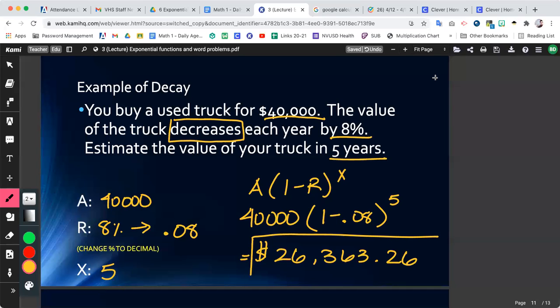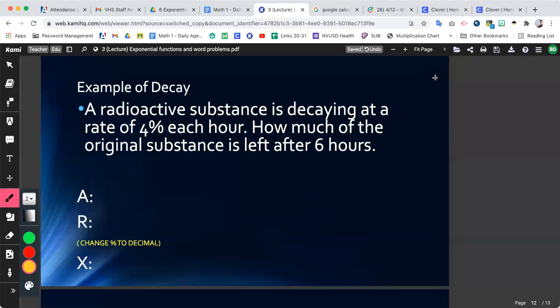Okay, let's try another one. So this is another decay problem. A radioactive substance is decaying at a rate of 4% each hour. So we're taking it straight to like a chemistry problem. How much of the original substance is left after 6 hours? So this one's a little bit different. Let's read through it again and make sure we can find our letters.